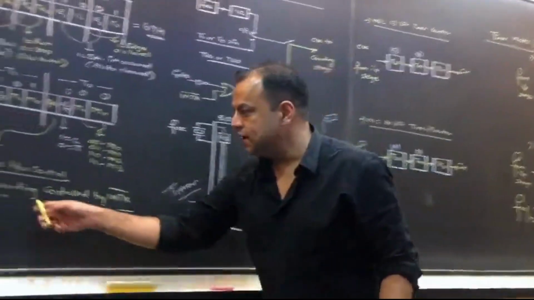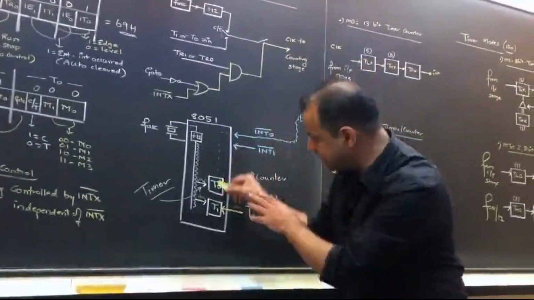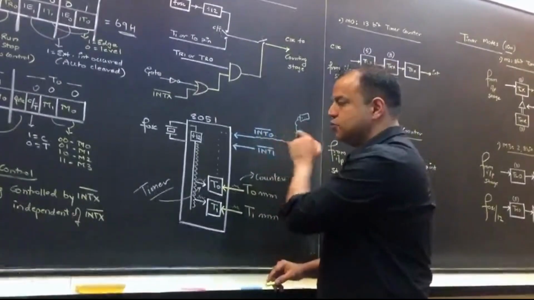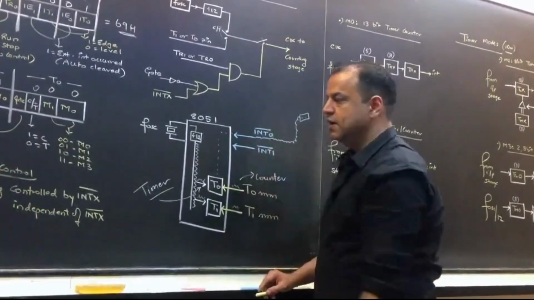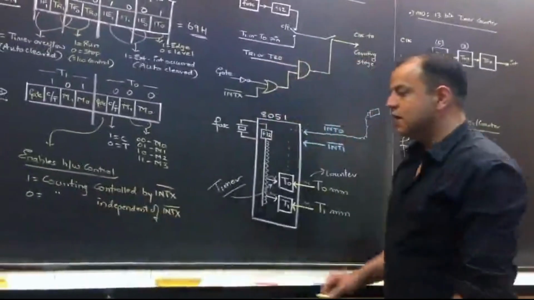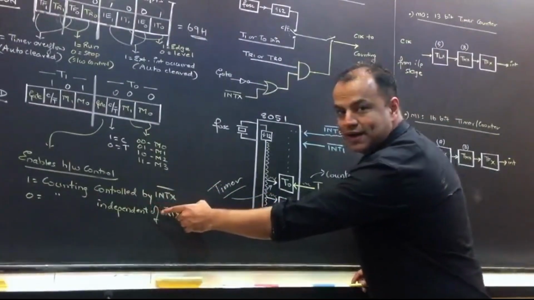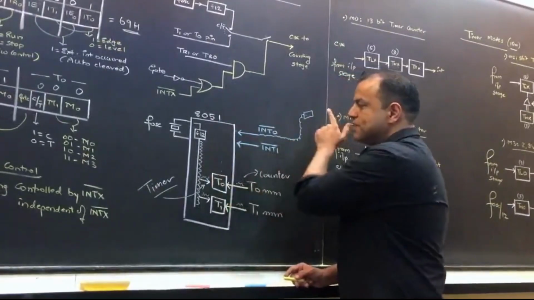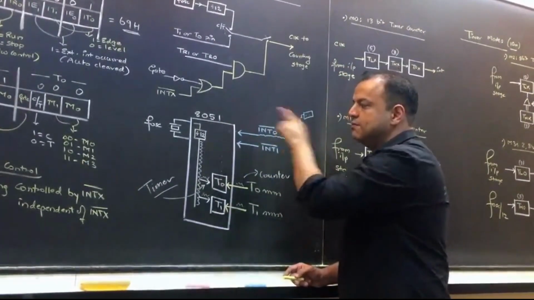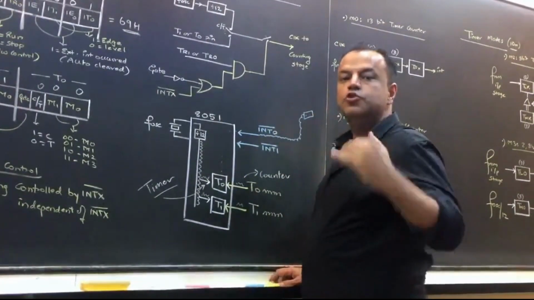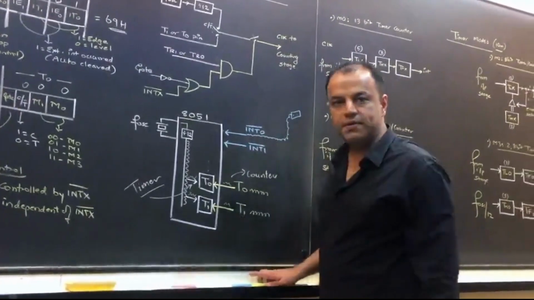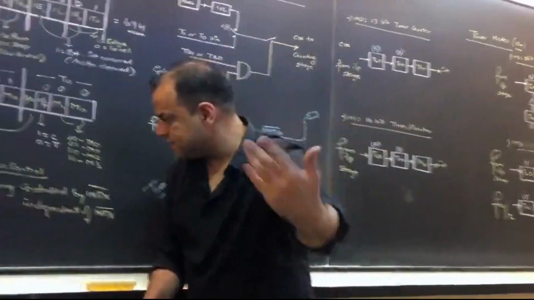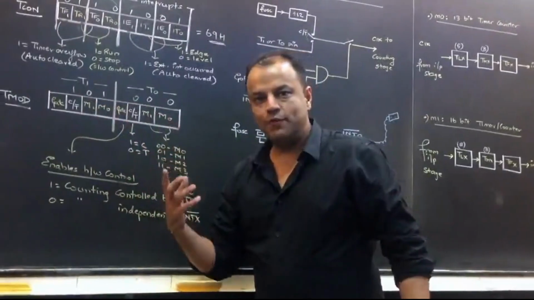So what does that mean? If you keep gate 1, counting is controlled by INT X. That means you're using it as a hardware control pin. If you keep gate 0, counting is independent of INT X. Independent of INT X means this connection no longer exists. So pressing the button will not affect the timer. It will simply end up giving interrupts. So you choose whether you want this to be an interrupt pin or a hardware control pin. Look here. All bits by default are 0.